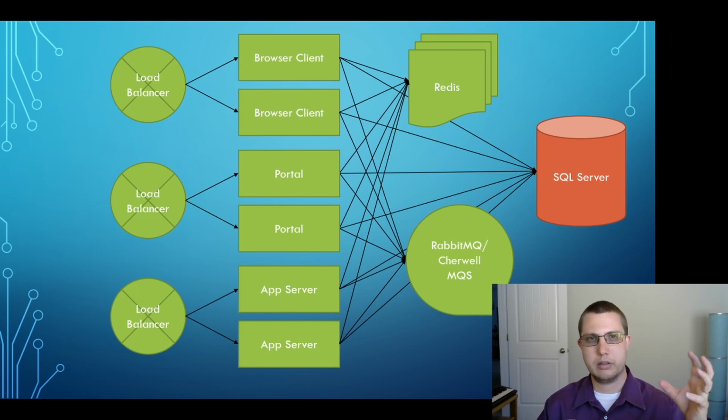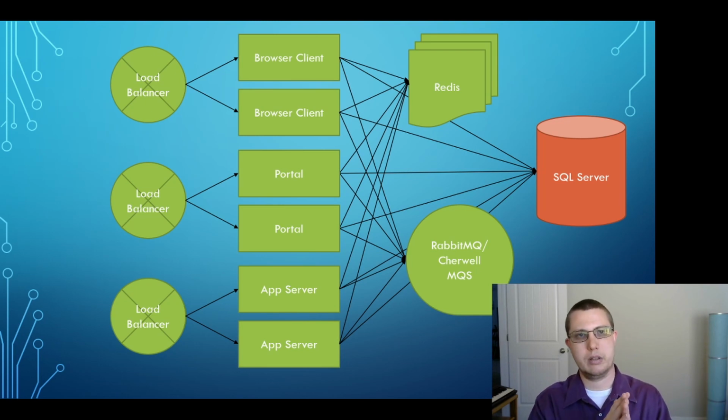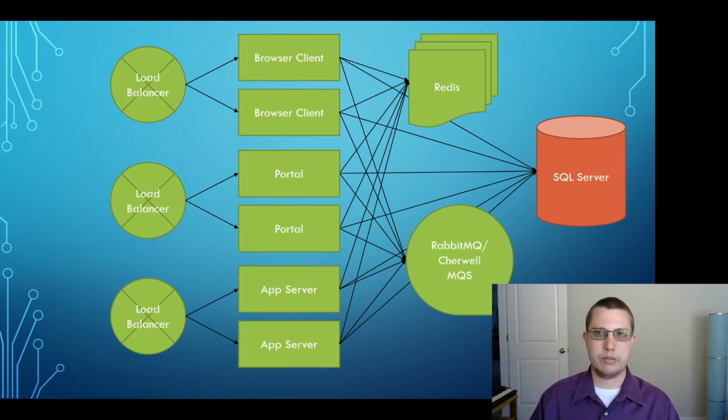So for each segment, you would typically have a load balancer for each component. So you'd have a load balancer for the browser client, a load balancer for the portal. And this is not an uncommon way to do things. It does mean that you have a different DNS name for the browser client than you do for the portal.